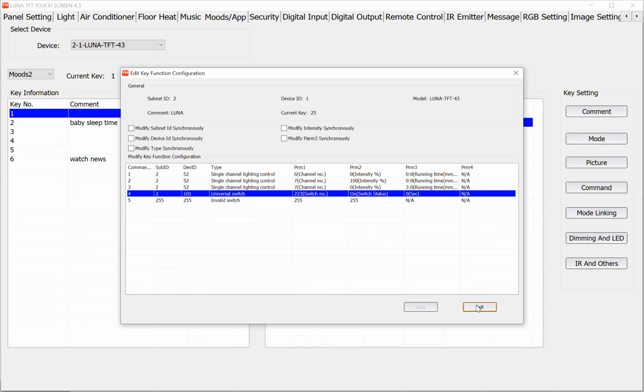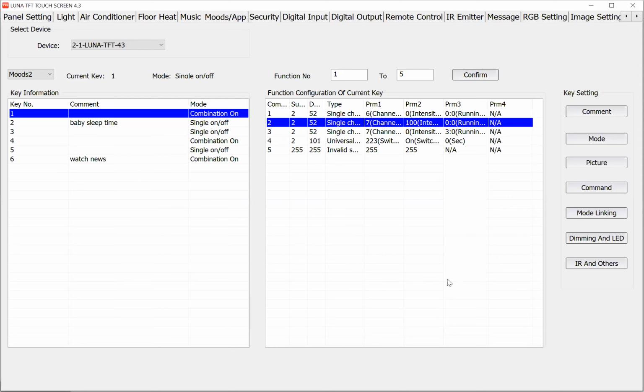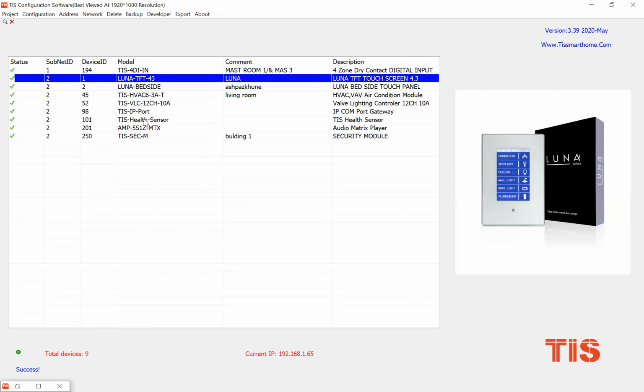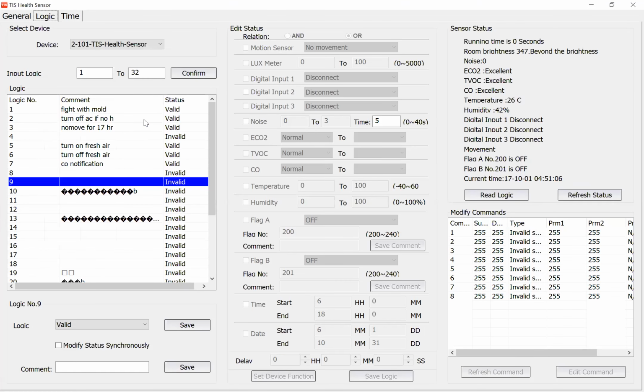Therefore, when the baby wants to sleep, the parents press on the sleep scenario. The sleep scenario turns off the lights of the baby room, then turns on the hidden light, and then after 3 minutes, turns off the hidden light. And of course, we turn on one flag of our health sensor. Okay. Then we go to the health sensor.